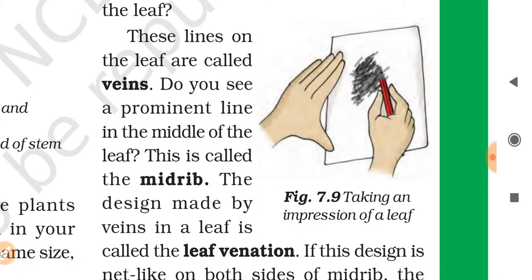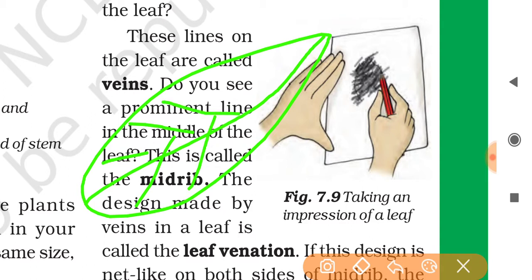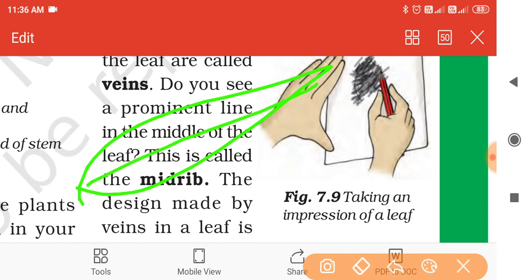These lines on the leaves are called veins. Okay, do you see a prominent line in the middle of the leaf? It's called midrib. Okay, suppose this is a leaf you normally see. So these are the veins. This type of structure appears in the leaf. These are the veins. Okay, and this middle one is known as midrib.